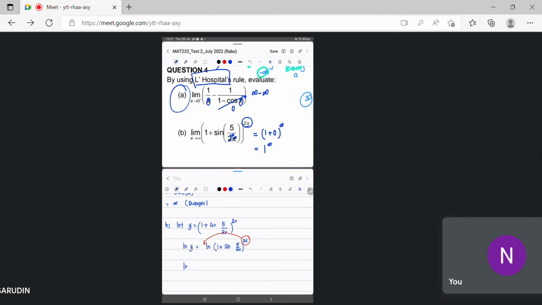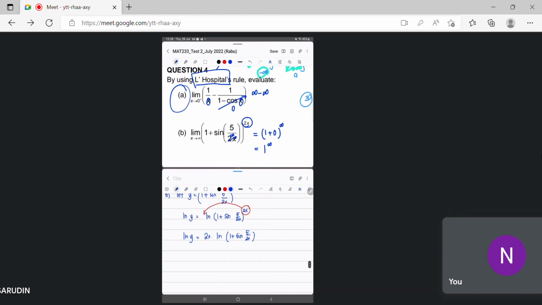So, macam yang ini, ln y equal to 2x ln 1 plus sin 5 over 2x. Okay. Bila dapat yang ini, the next one, back to our question, dia minta apa? Dia nak cari limit kan? Okay, so bila kita letak left hand side, kita kena letak limit.